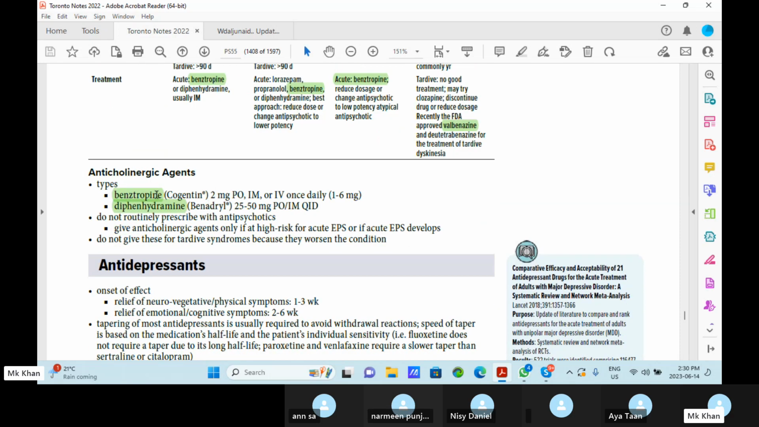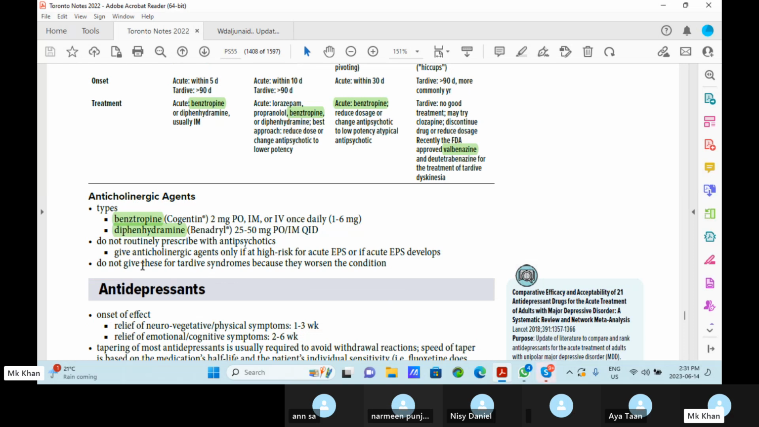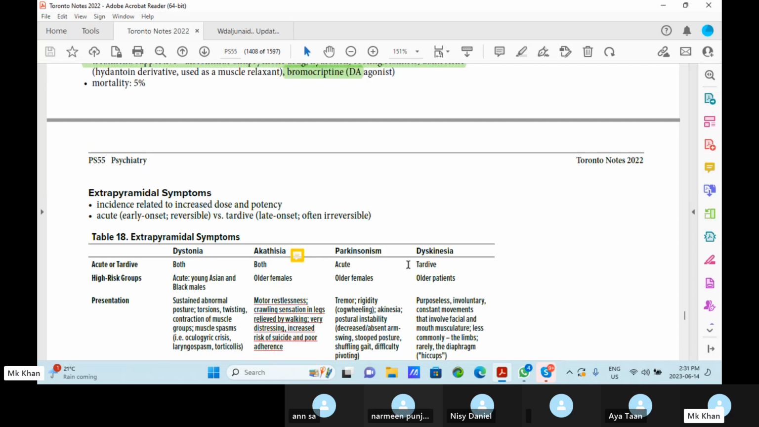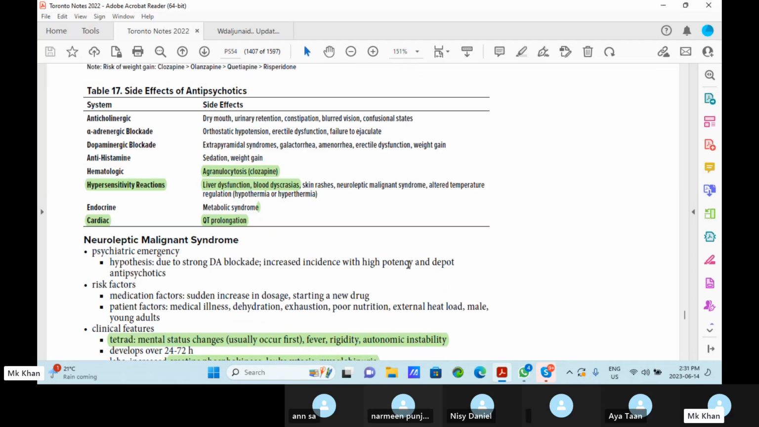So the anticholinergic agents, benztropine and diphenhydramine, are used here, and do not routinely prescribe them with antipsychotics. Give anticholinergic agents only if there is high risk of acute EPS or if acute EPS develop. Okay, if there is high risk or it actually develops, then it can be given. And do not give these for tardive syndromes, because they worsen the condition. So these medications are not given in the tardive one, but they can be used here. So these are basically the extrapyramidal side effects of the antipsychotics.